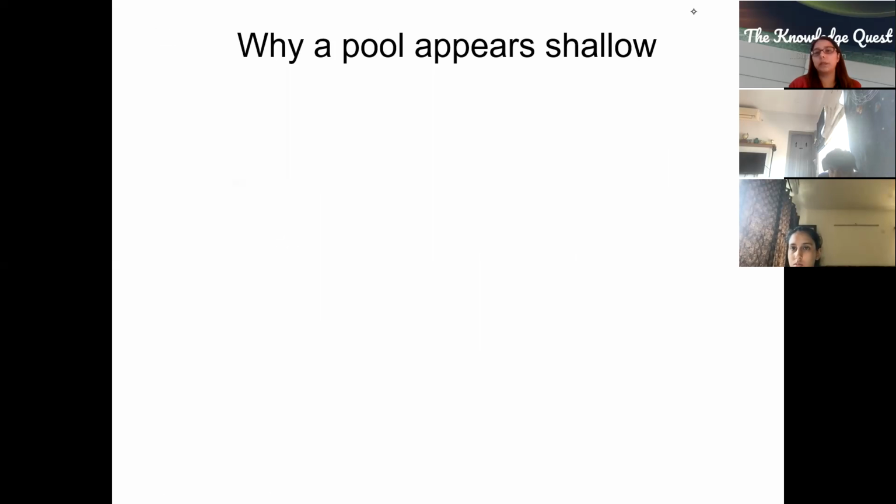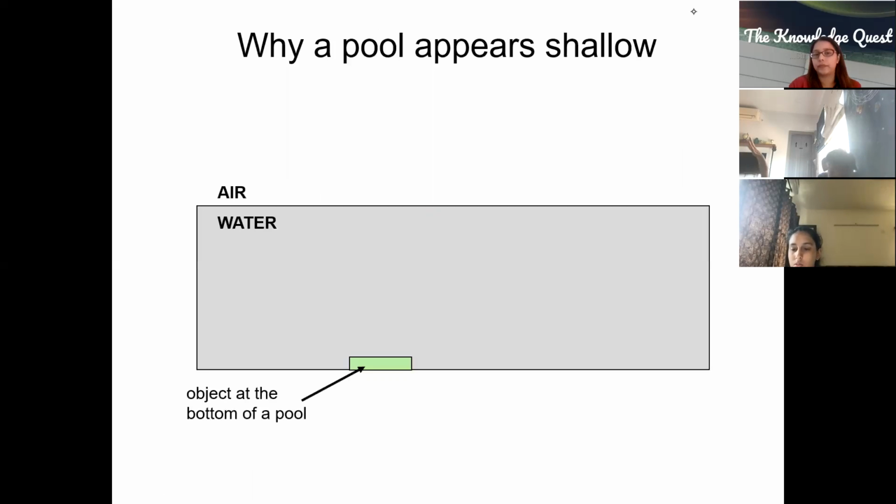Okay, now why does a pool appear shallow? Have you seen this before? I think I know why. Yeah, tell me. Because of refraction, the light bends when it enters a pool. So instead of going very deep, it bends towards the normal, so it looks shallow. We'll understand this through a ray diagram now.